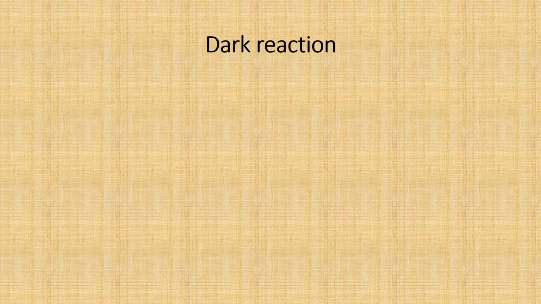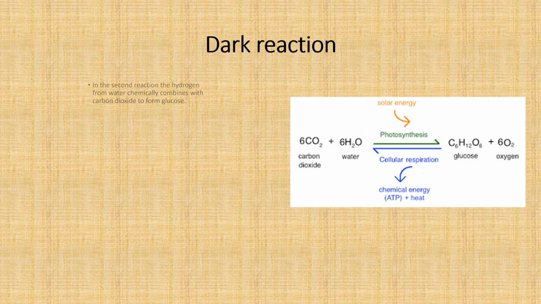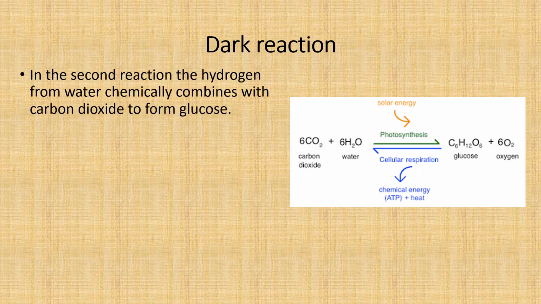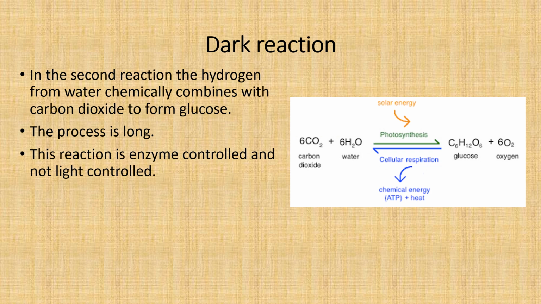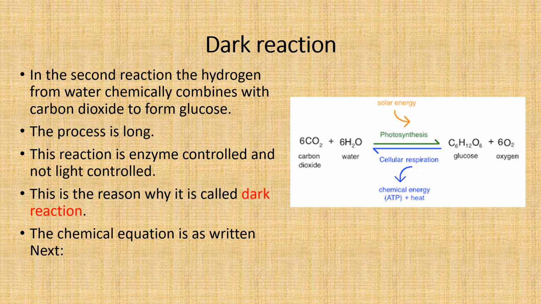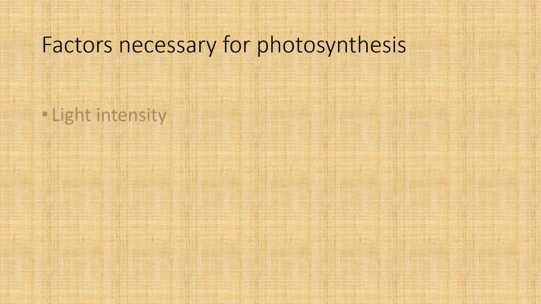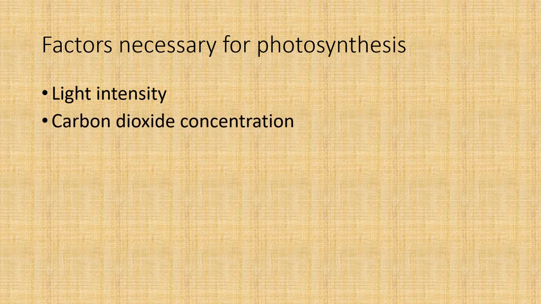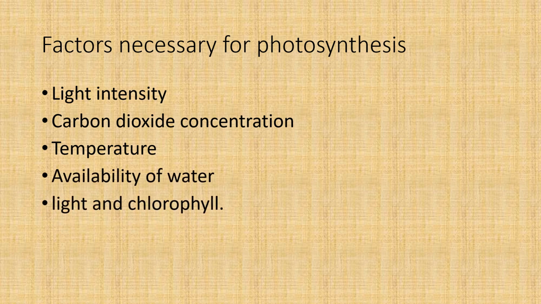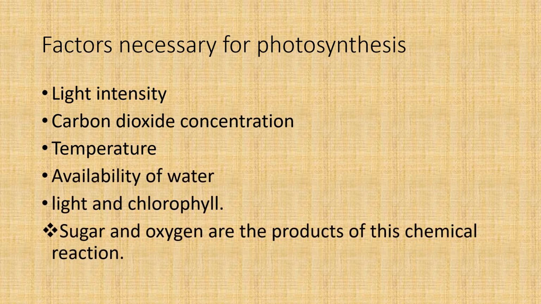Dark reaction. In the second reaction, the hydrogen from water chemically combines with carbon dioxide to form glucose. The process is long. This reaction is enzyme-controlled and not light-controlled. This is the reason why it is called dark reaction. The chemical equation is as written next. Factors necessary for photosynthesis: light intensity, carbon dioxide concentration, temperature, availability of water, light and chlorophyll. Sugar and oxygen are the products of this chemical reaction.